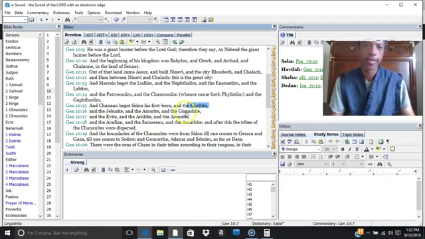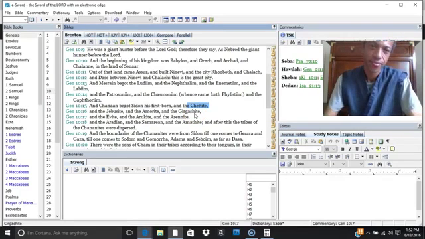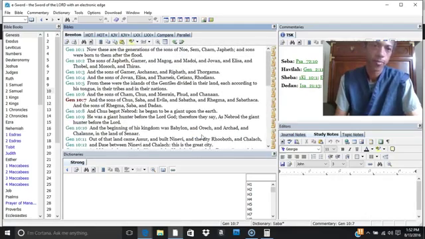Now you can see here Girgashite versus Girgashite. All right, so you can see how this is going to go. You know, Sidon, some stay the same, but it looks like a lot of it doesn't.